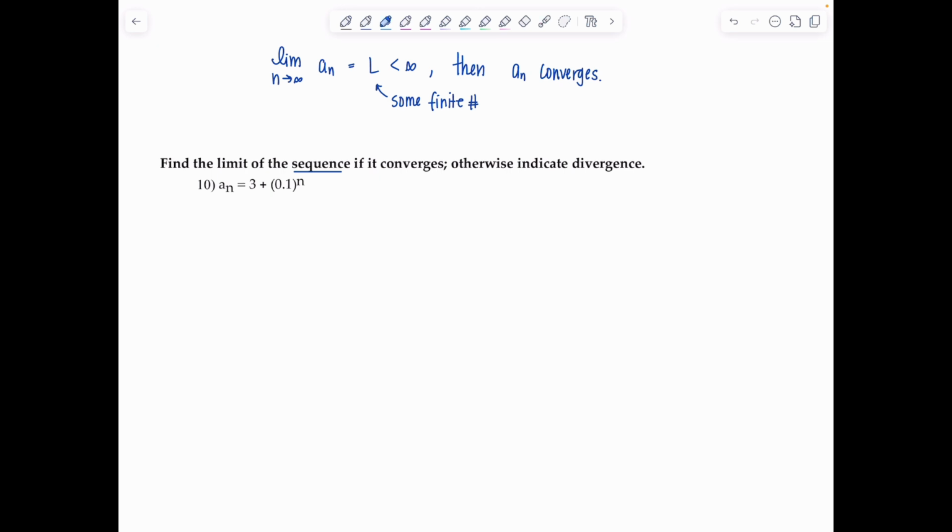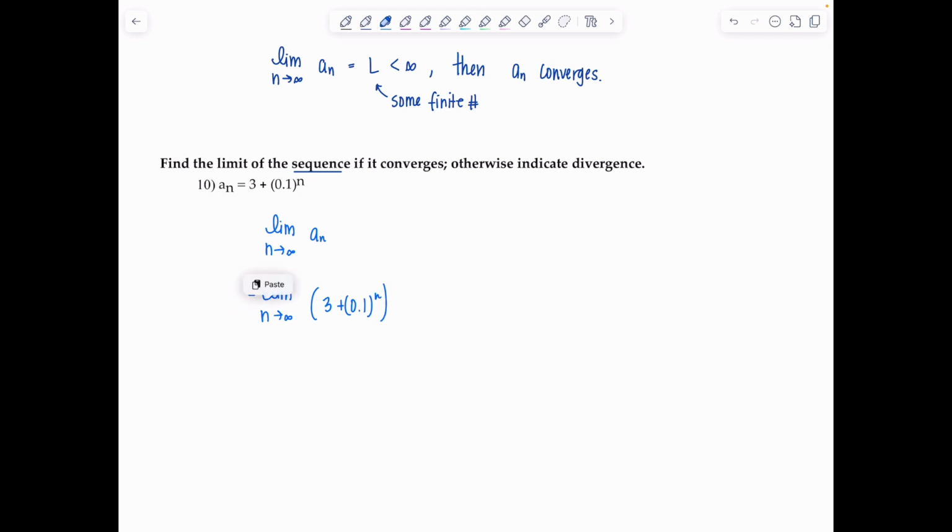It's a sequence. Right away, I just go, oh, I'm going to take the limit as n approaches infinity of a sub n. That's it. Be like a little math robot. That's all you're going to write on your paper. Limit. N goes to infinity. 3 plus 0.1 to the n.